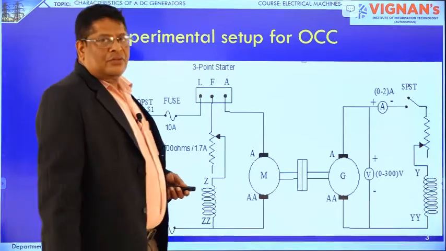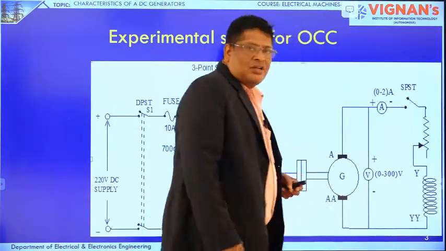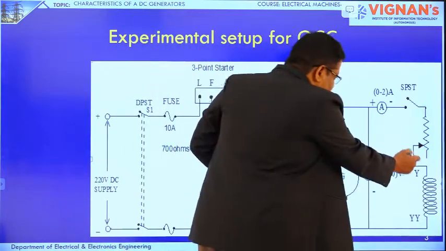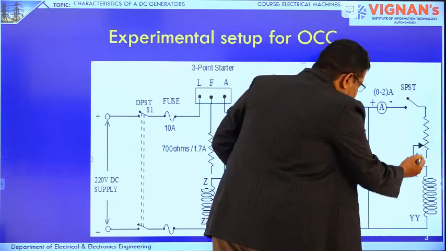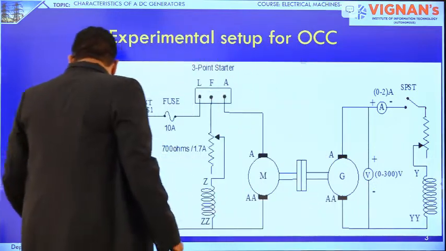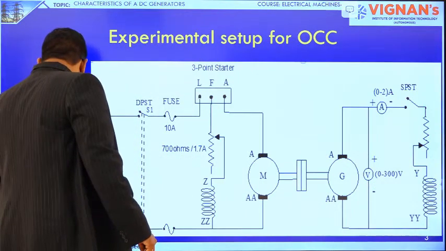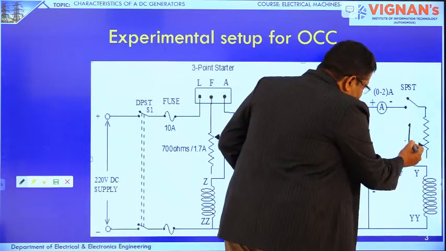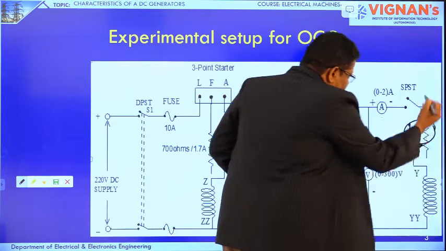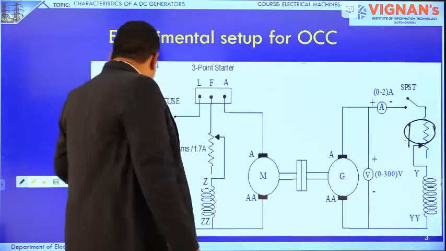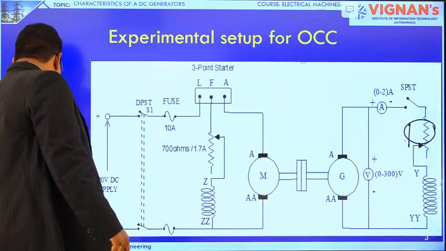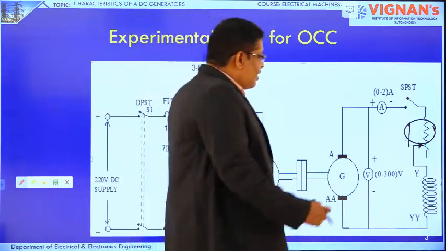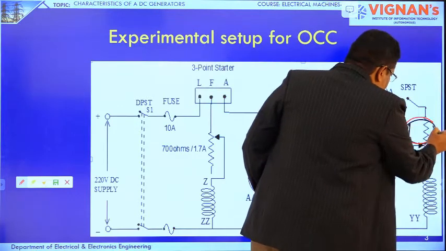Next, after closing the switch, vary the field rheostat. Here the field rheostat is there. Why are we keeping this field rheostat? We are keeping the field rheostat here to change the field current.